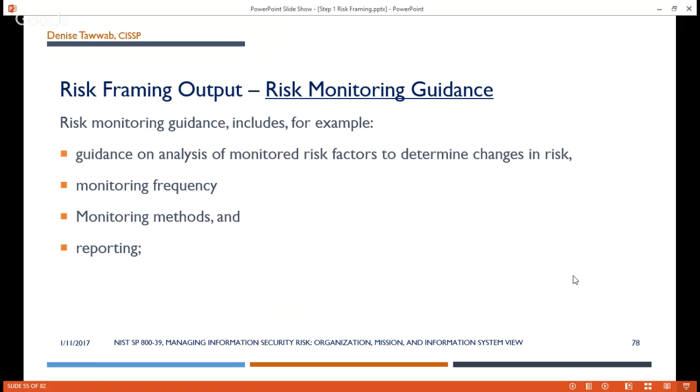For your risk monitoring guidance, another output from the risk framing step, the risk monitoring guidance is going to include, for example, guidance on the analysis of monitored risk factors to determine changes in risk, your monitoring frequency. How often are we going to be looking at different parts of our system? Your monitoring methods. Is it going to be automated? Is it going to be manual? I don't know, but you have to agree on that. And that depends on your organization's resources and your culture. And your reporting. How often are we going to report out, and to whom are we reporting about the security posture of our different systems?